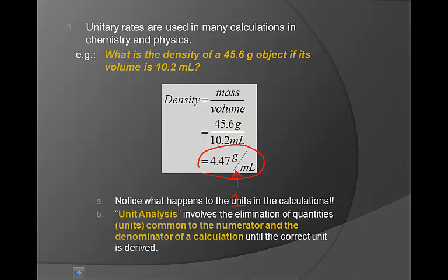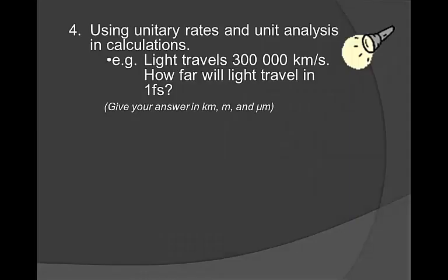Now, when it comes to doing unit analysis, and this is where I started at the beginning of the slideshow, saying that unit analysis is really pivotal here. It really involves the elimination of quantities or units common to the numerator of one value and the denominator of another in a calculation until you get to the correct units. We'll get to a topic at almost the very end of the year called stoichiometry, and this is a process that we will do over and over and over again, just in repeated steps. If you can learn to do this now, that unit will be a cinch.